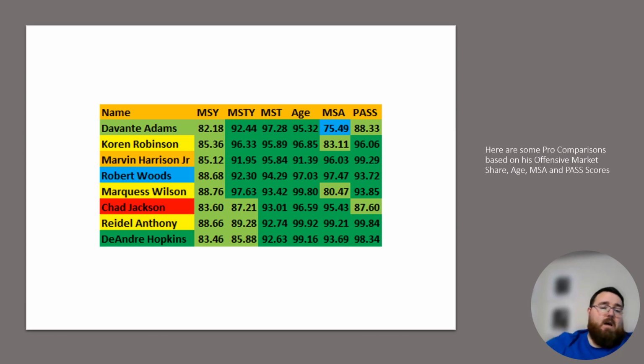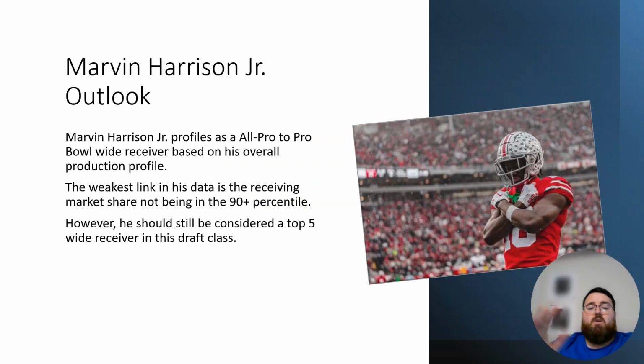But I digress. In terms of a conclusion with him, Marvin Harrison Jr. outlook. He profiles as an All-Pro to Pro Bowl wide receiver based on his overall production profile. The weakest link in his data is the receiving market share not being in the 90-plus percentile. However, he should still be considered a top 5 wide receiver in this draft class based on his overall data profile. That's Marvin Harrison Jr. in a nutshell. My final thoughts on him are this.